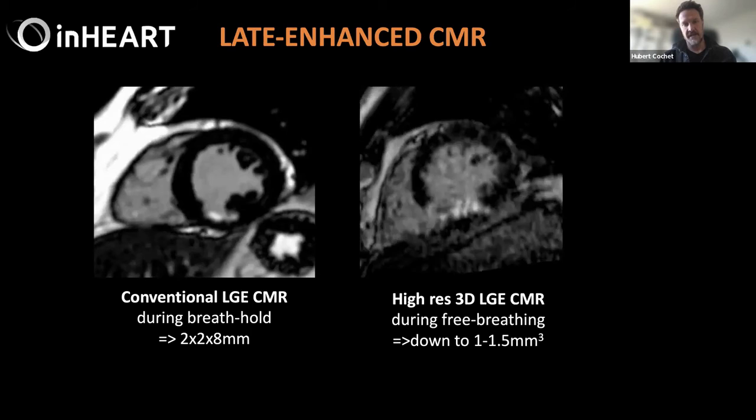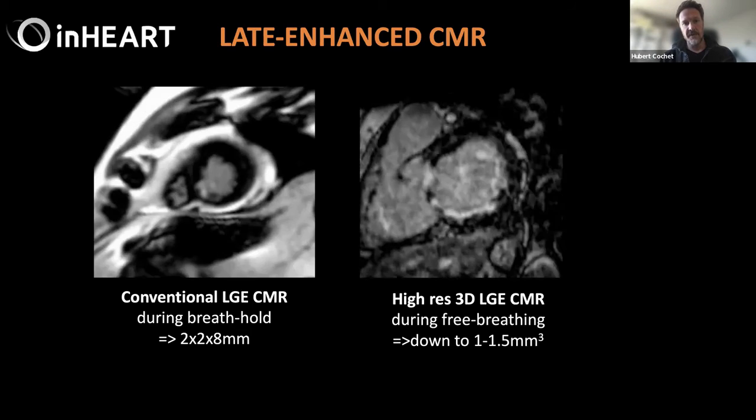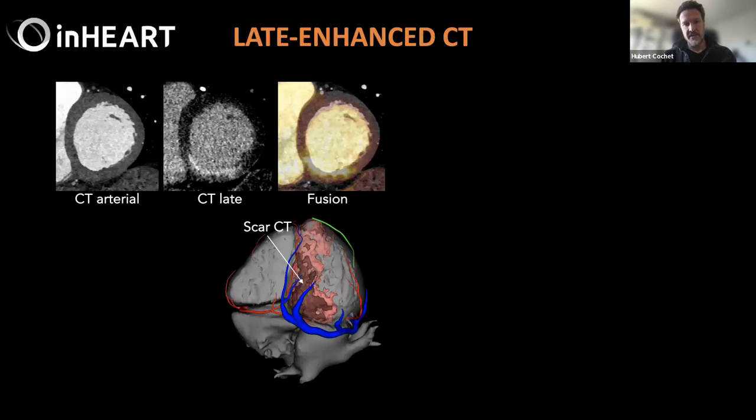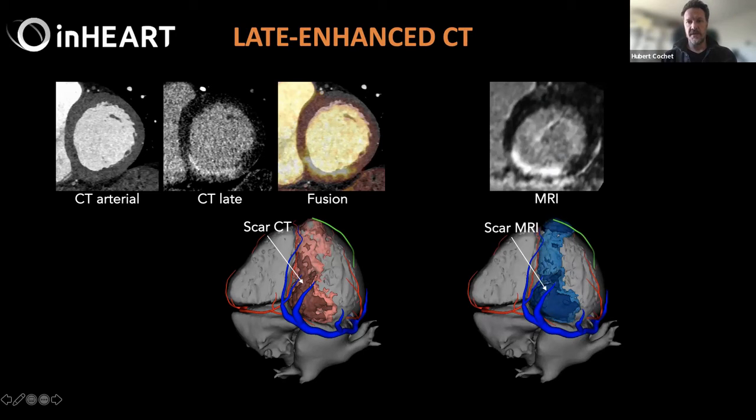The problem with MR is that very often there are ICD artifacts, and these images are heavily hampered by these artifacts. For that reason, we are often implementing in centers late iodine-enhanced CT. So it's the same thing as late GAD-MR, but with CT. You see here an arterial phase CT, here a late iodine-enhanced CT showing an inferior infarct. These two images can be fused and you can have the spatial resolution of the arterial CT and the late iodine CT showing the scar distribution. And this matches very well with the scar as mapped from MR.